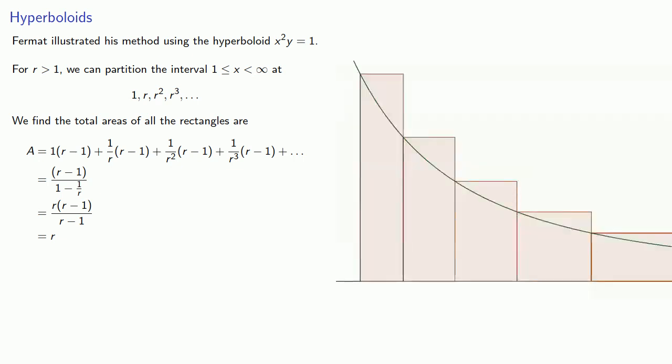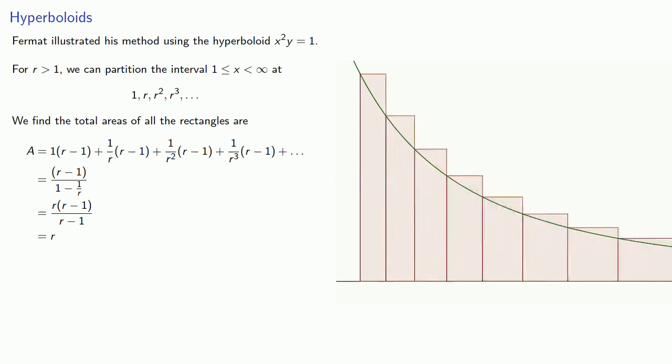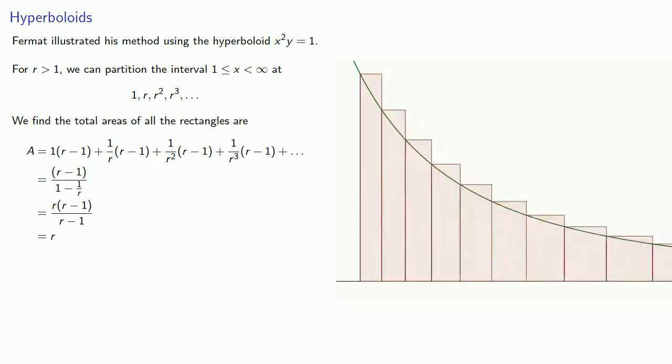now notice that we haven't actually found the area under the curve. We found the area of this, we'll call it a staircase region. But notice that as r gets close to 1, the rectangles get narrower and narrower, and so the sum of all of these areas gets closer and closer to the actual area under the curve. So in modern terms, as r gets close to 1, our area gets close to 1 as well.